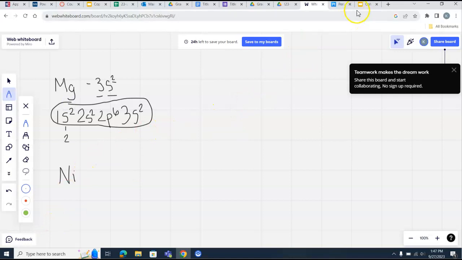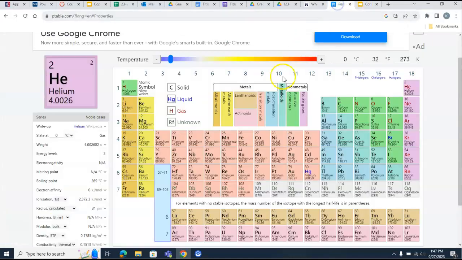So let's go ahead and do nickel as well. Nickel is a transition element. Nickel is right here. Now, nickel is a little bit different because when we start getting into the transition elements, we have to remember that for their configurations, their energy level, we have to subtract one. So if we pay attention, nickel is in period 4. But because it's a transition metal, we're going to subtract 1 from its configuration. So it's not going to be in 4, it's going to be in 3. And that's just something that we have to memorize.